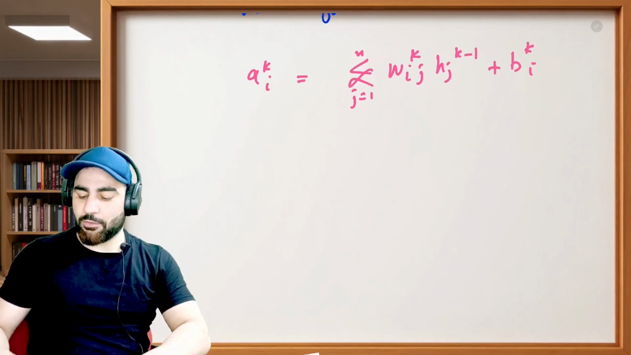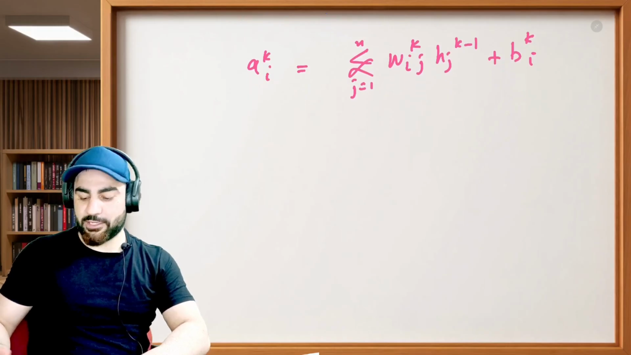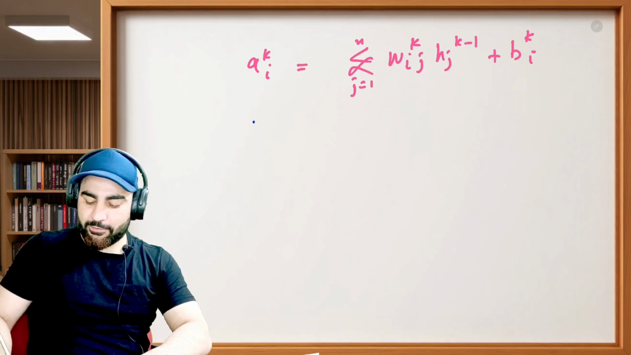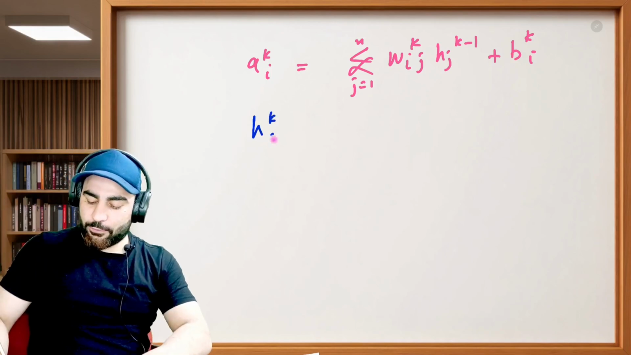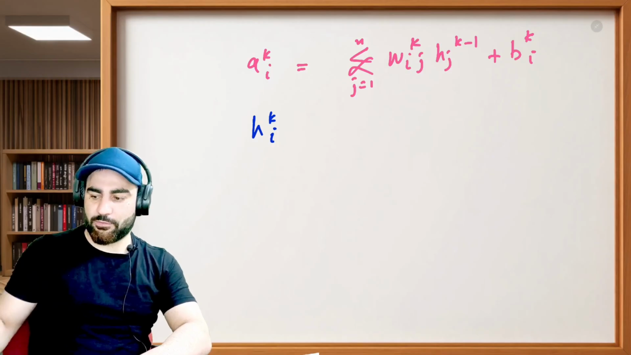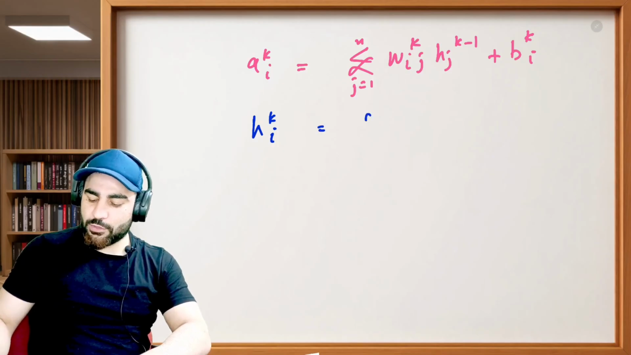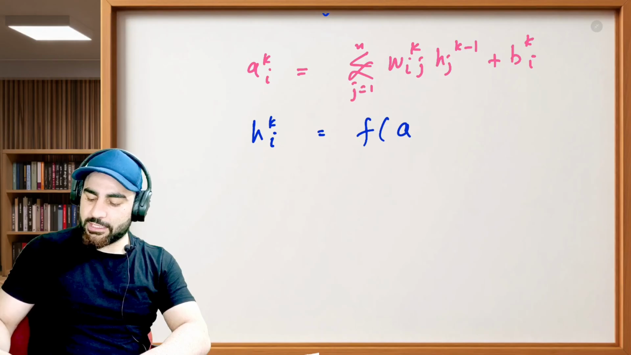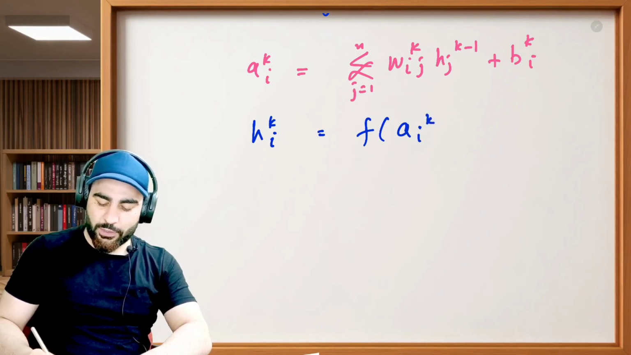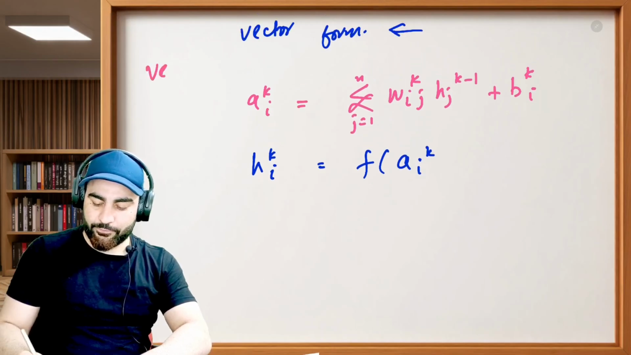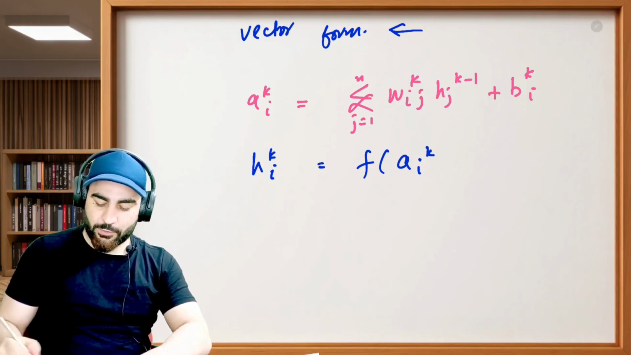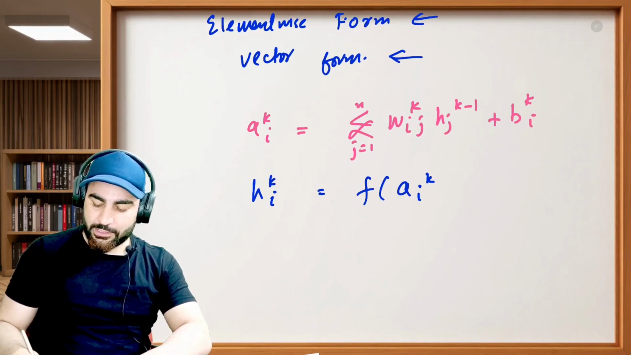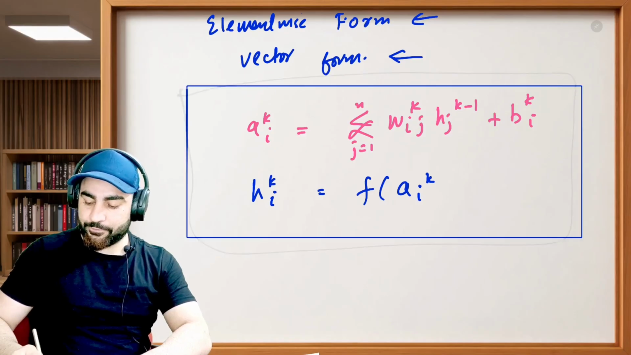After this, on this you apply some activation function to get the activated output. So you have h_k, which is the whole vector again, and if you want one element you index it with i, and you apply the activation on a_ik. So this over here was the element wise form.